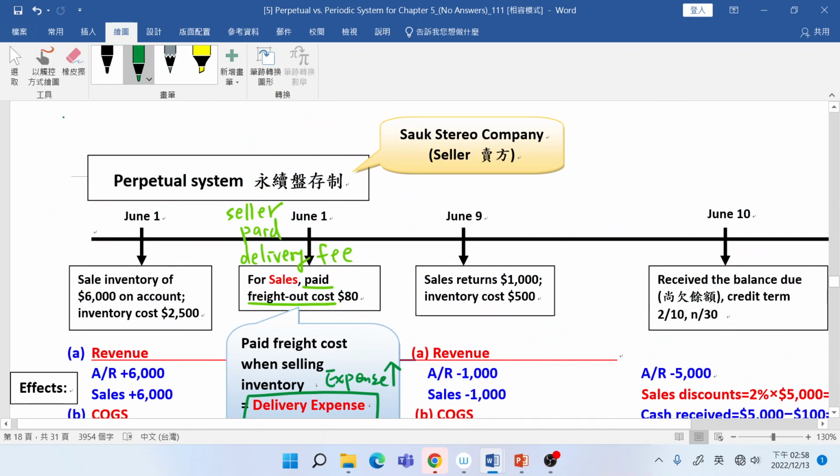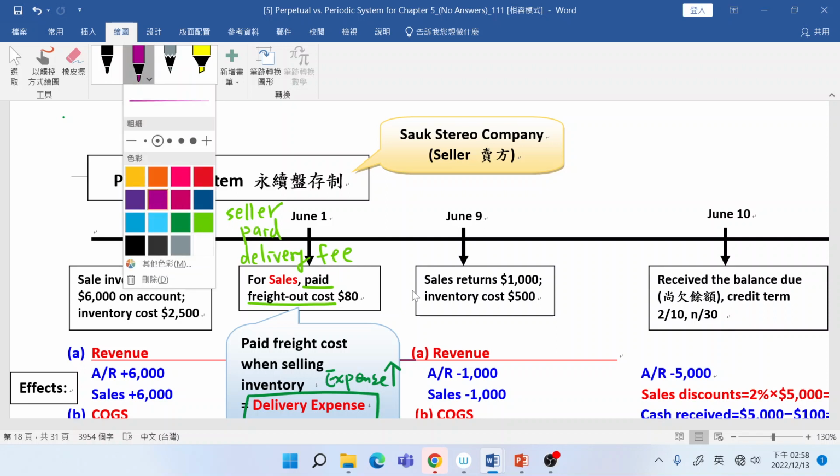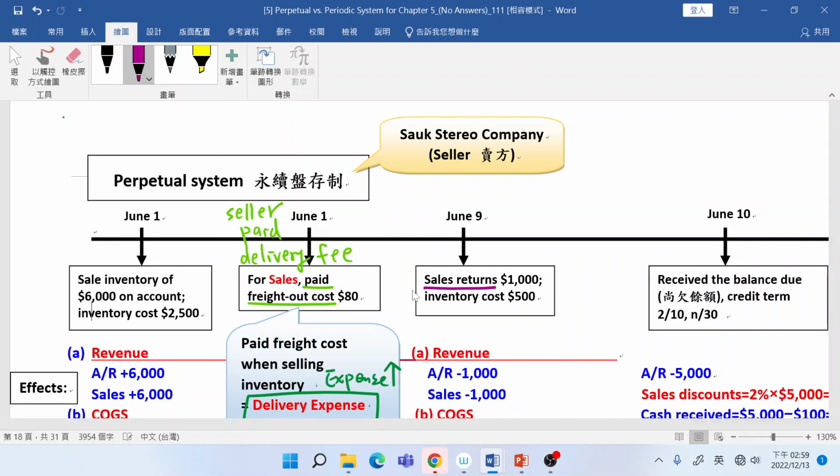On June 9th, you sell the products to customers, right? Still the same. When you sell the products to customers, what if they don't like it? Could customer return the products to you? Of course, yes. So June 9th, what happened? Sales returns, because customers don't like your products. They decide to return inventory back to you. So that's sales returns. Sales returns means customers don't like your products.